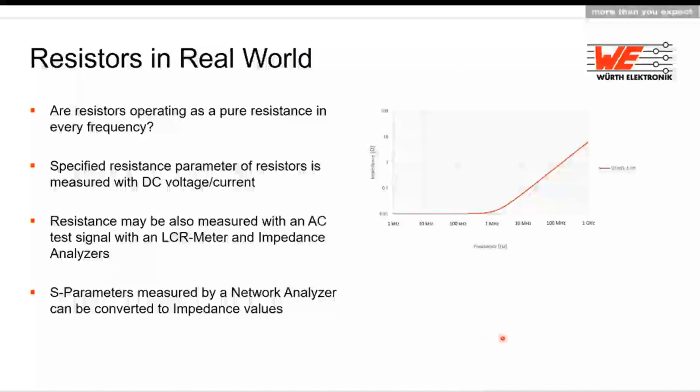This is a 10 milliohm resistor. As you see, beginning from 1 megahertz, the part starts to act like an inductor. Here we assume, or measured, around 1 nanohenry parasitic inductance. So this limits the frequency range where we can use the current sense resistor as a sensor.